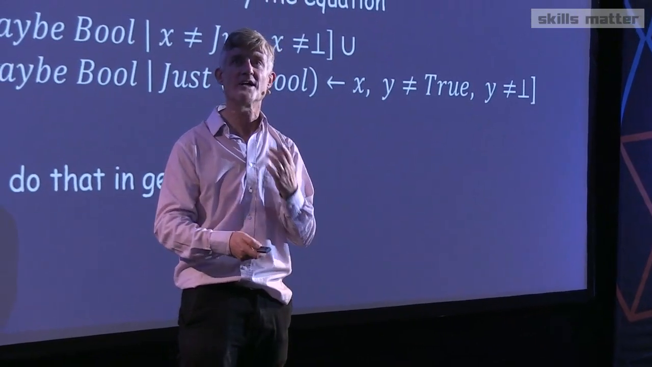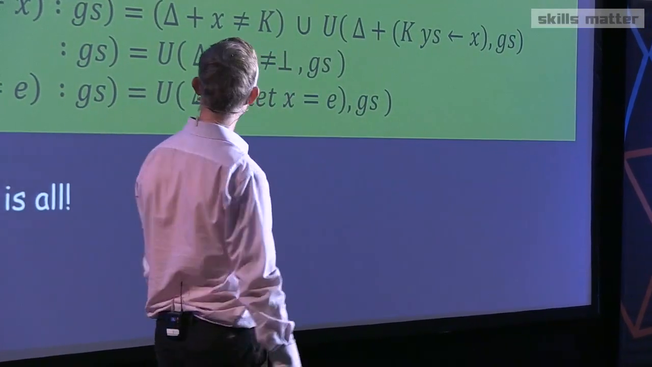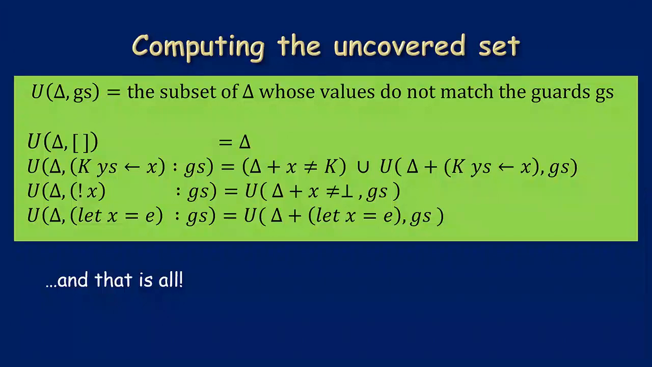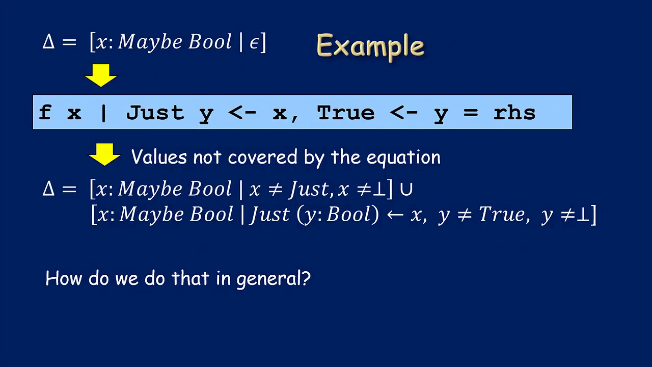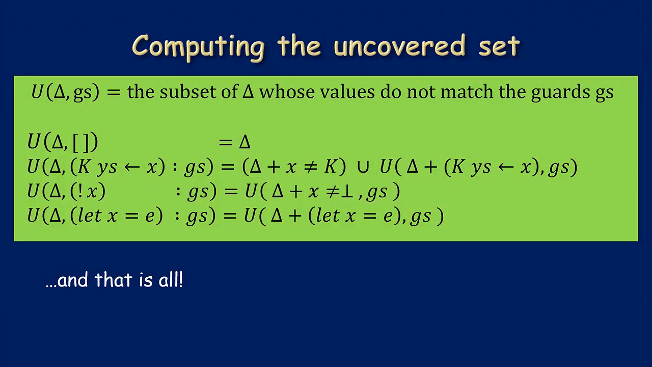Yes, yes. So we're going to have to go to warp speed now. I've shown you almost the whole thing now, right? I gave you some reasoning that said how you take a set and produce a smaller set. And here is the entire algorithm for computing the uncovered set for a list of guards. Given a delta and a list of guards, return a subset of delta which fails to match the guards. So how can we do that? For the empty list, if there are no guards, just return delta.